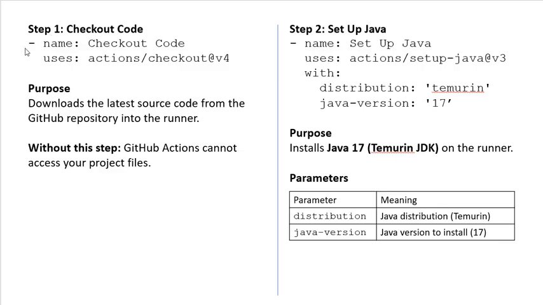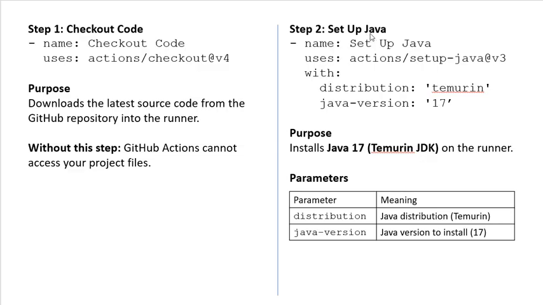Step 1 is check out the code: - name: Check out the code, uses: actions/checkout@v4. The purpose is to download the latest source code from the GitHub repository into the runner, and without this step GitHub Actions cannot access your project files.